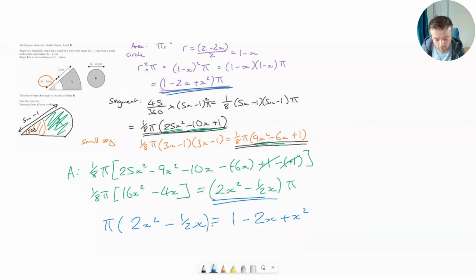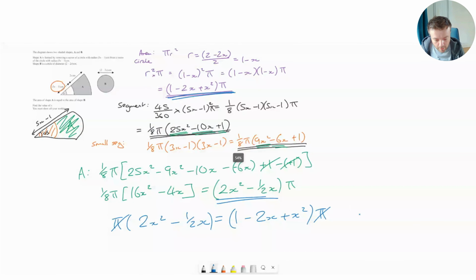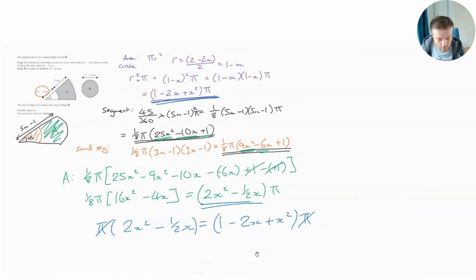Now, they both are equal to pi. I'm going to put this on at the end. However, that will just cancel out because there's one pi on each side, which is why we don't really worry too much about the pi. Right, now what I'm going to do is write this up over here on the right because I've completely run out of room.